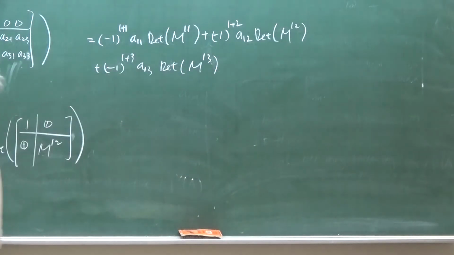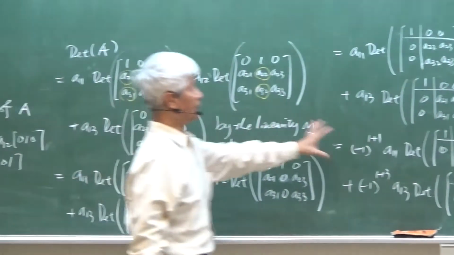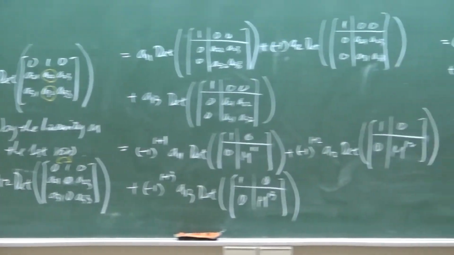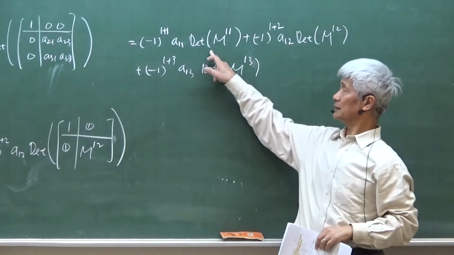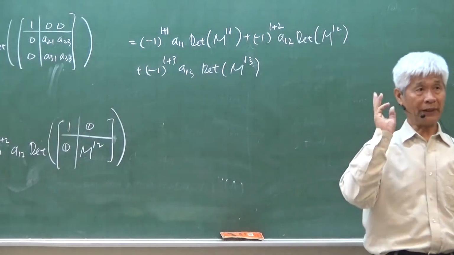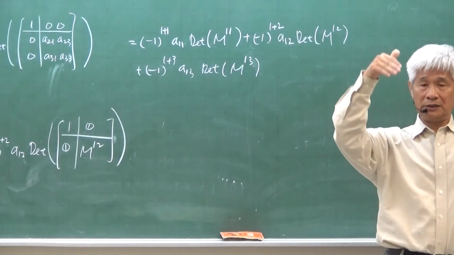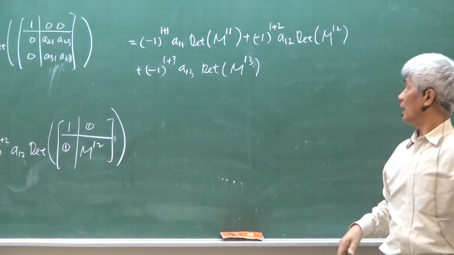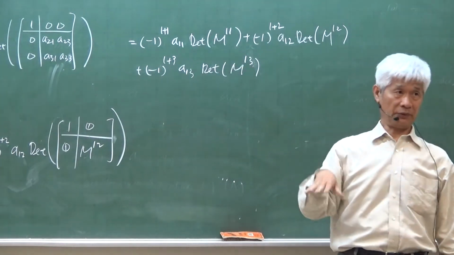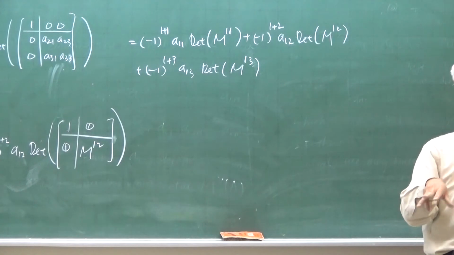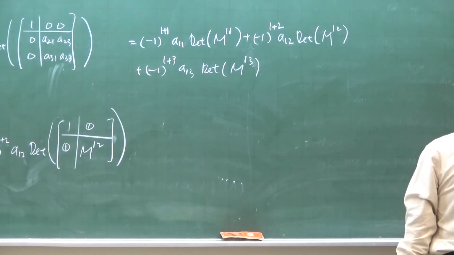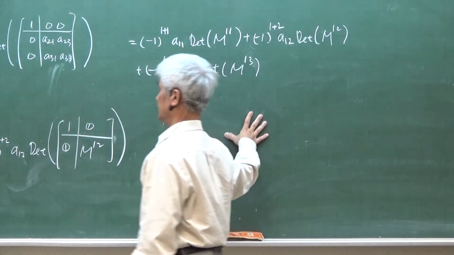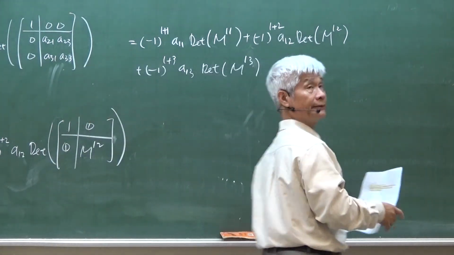So the computation seems a long story, right? We want to compute the determinant of a 3 by 3 matrix, and it turns out that it's just a linear combination of determinants of 2 by 2 matrices. So we reduce the order of the matrix in the computation of the determinant. So this is expansion. Any questions?